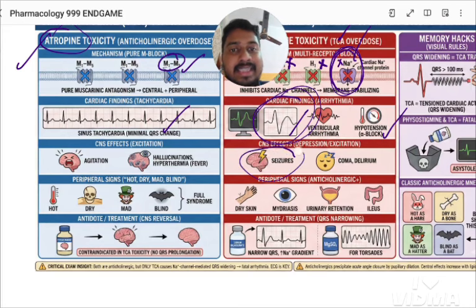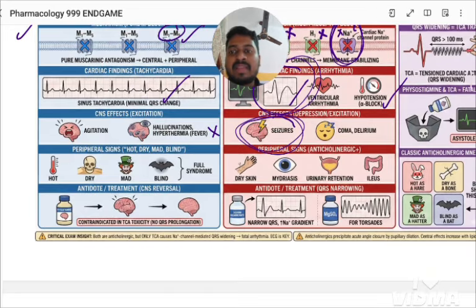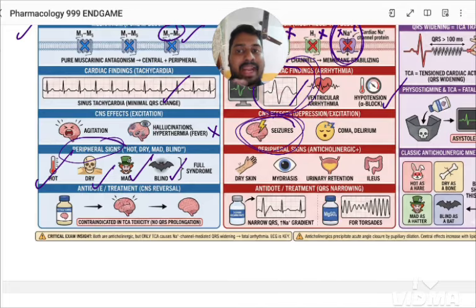Second is the seizures. Seizures is more towards TCA toxicity than atropine toxicity. When atropine toxicity, you don't get seizures usually. And then the common things are same. That is the peripheral signs, that is hot as hare, dry as bone, mad as hatter, and blind as bat. This anticholinergic syndrome is common for both of these.